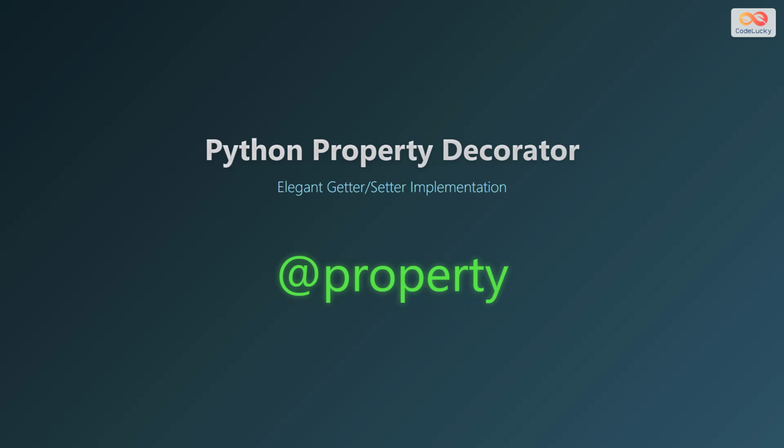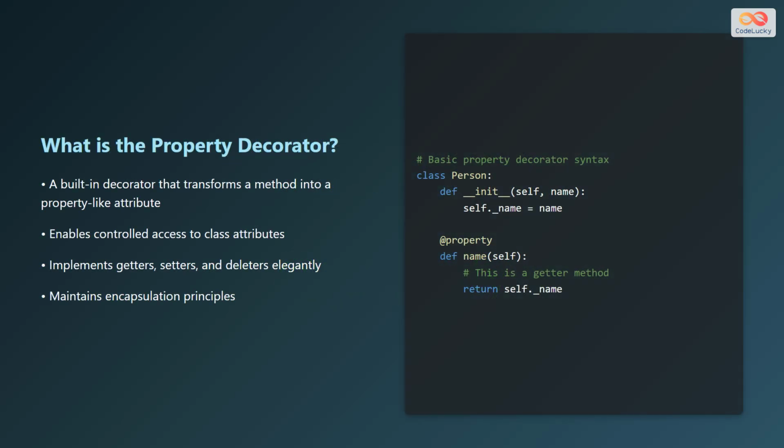Let's explore the Python property decorator, an elegant way to implement getters and setters in Python classes. The property decorator is a built-in decorator in Python that transforms a method into a property-like attribute. It enables controlled access to class attributes and implements getters, setters, and deleters elegantly, thereby maintaining encapsulation principles.